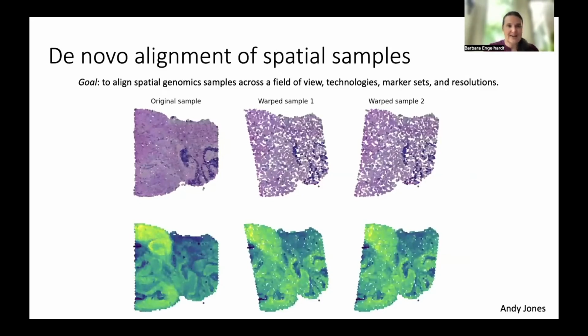The next example I wanted to tell you about was de novo alignment of spatial samples. The idea here was to align different spatial genomic samples across different fields of view, different technologies, different marker sets, and different resolutions.